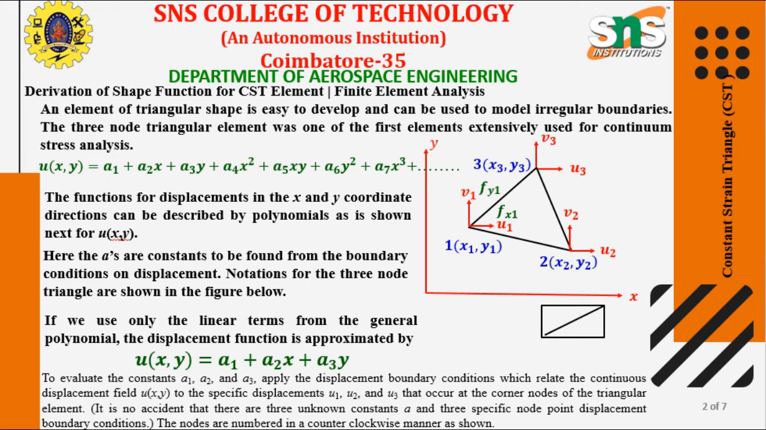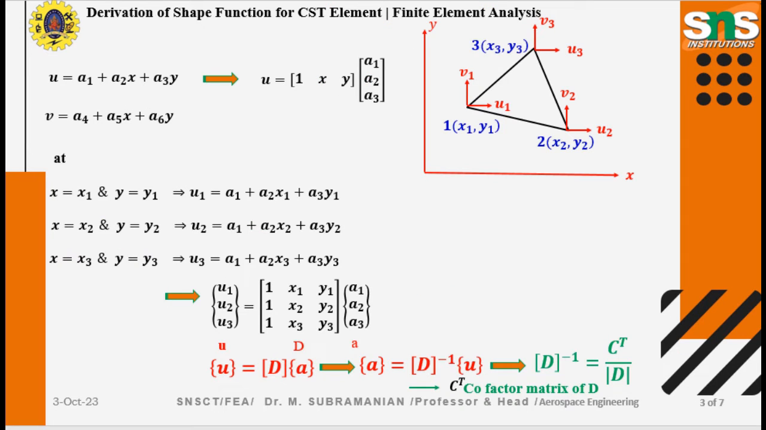Then the boundary conditions are: at node 1 it may be subjected to f of x1 and f of y1, and at node 2 it may be subjected to f of x2 and f of y2. At node 3 it may be subjected to f of x3, f of y3. So here also the direction is very important. When the force is applied in the opposite direction, we have to consider the opposite direction. We will start the derivation of shape function.